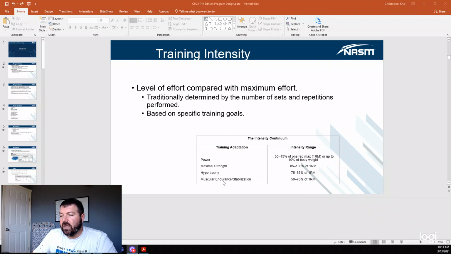So for all these intensities, the endurance and stabilization will be 50 to 70%. Your hypertrophy is going to be 75 to 85. Maximum strength is 85 to 100. This is where you're pushing most of your body weight and higher. And then your power, if you see, actually drops down. It's about 30 to 45%. This is just because you're moving that much weight very, very quickly in the shortest amount of time. If you're tossing a medicine ball, you obviously don't want a 100-pound medicine ball you're trying to toss, because you're trying to toss it as far as possible for the most part. That's why a lot of those will drop down.